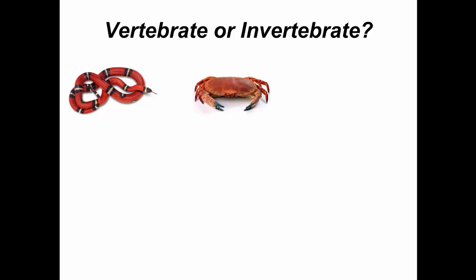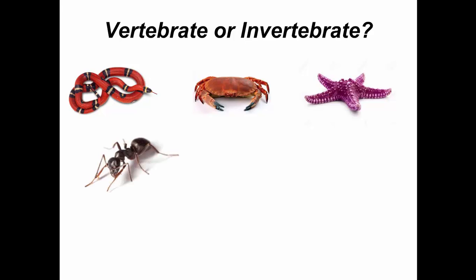A crab, invertebrate or vertebrate? Invertebrate. They are hard and they have a shell, but it's not a backbone. Oh, I have no idea. What is that? Invertebrate. It's a starfish. An ant.